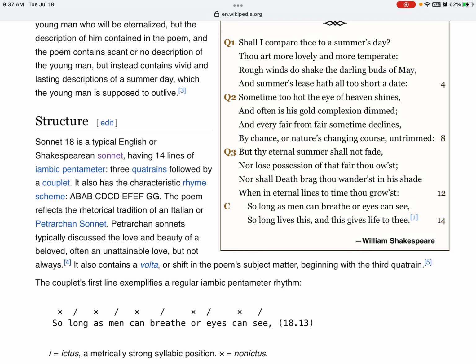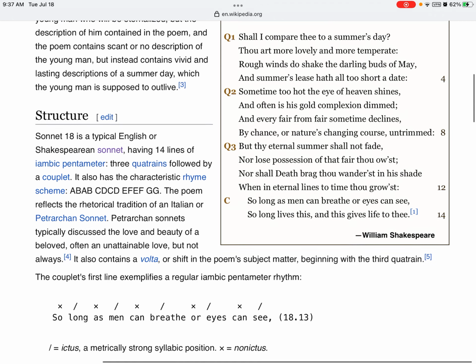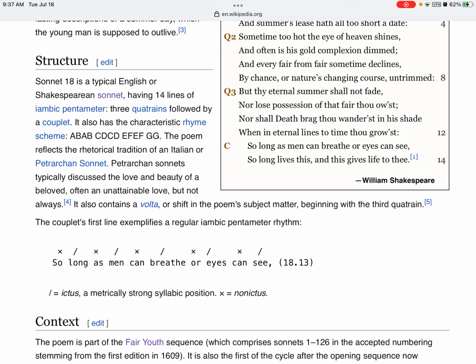I'm going to read the poem. Shall I compare thee to a summer's day? Thou art more lovely and more temperate. Rough winds do shake the darling buds of May, and summer's lease hath all too short a date. Sometimes too hot the eye of heaven shines, and often is his gold complexion dimmed. And every fair from fair sometimes declines, by chance or nature's changing course untrimmed.